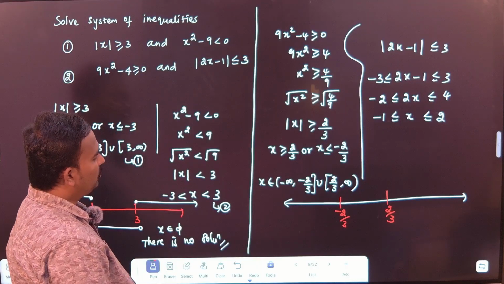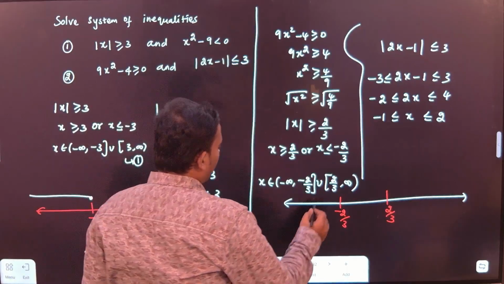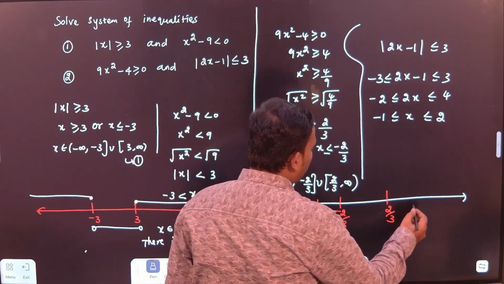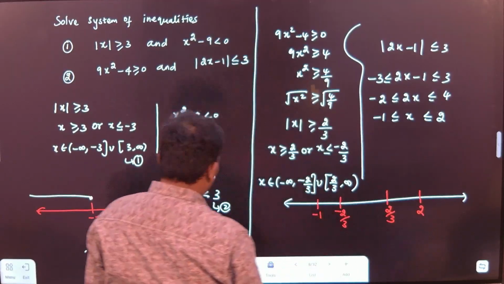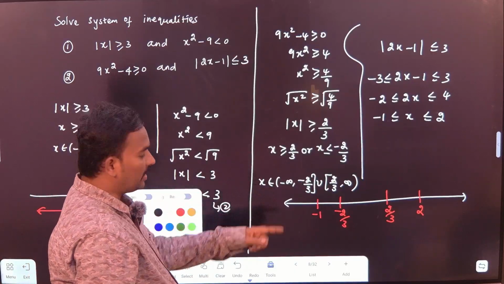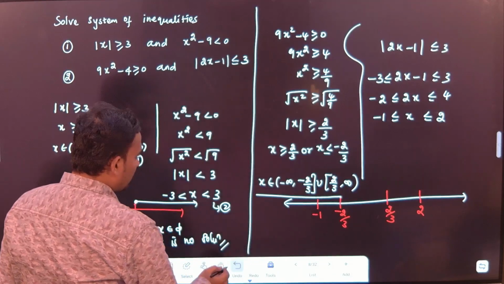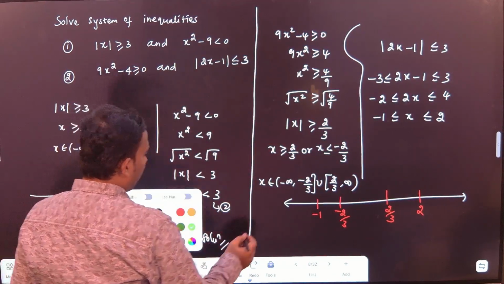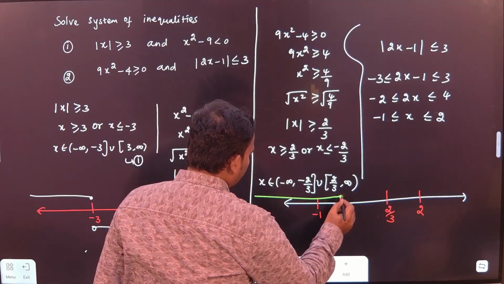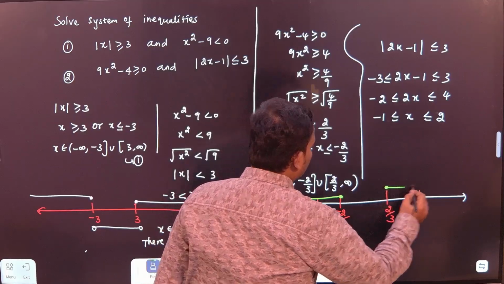So minus 2 by 3 minus 0 point something, definitely minus 1 would be here, right? Minus 1, and plus 2 will be more than 2 by 3, right here. So now first you can draw the solution set for the first inequality. Let me take green color. Minus infinity to minus 2 by 3 is included, and 2 by 3 to infinity, right?